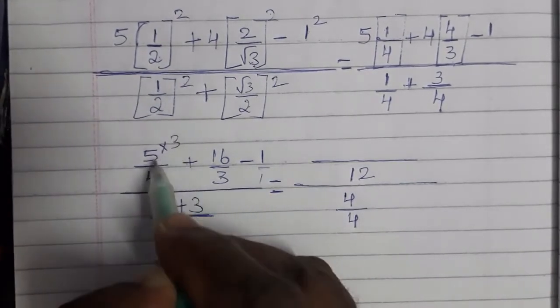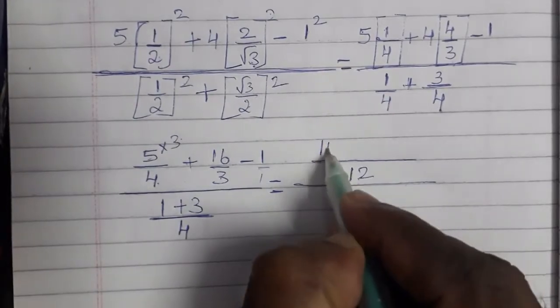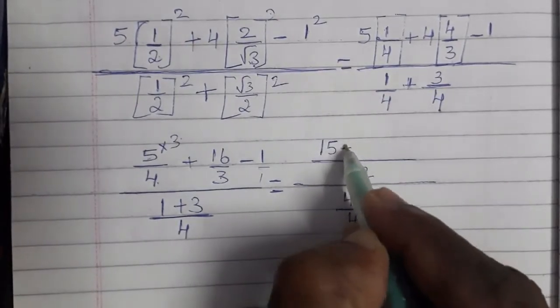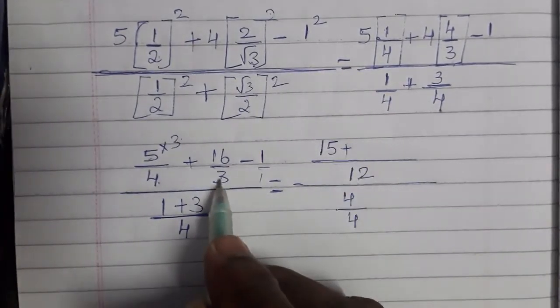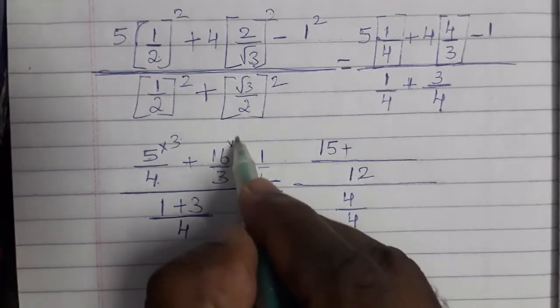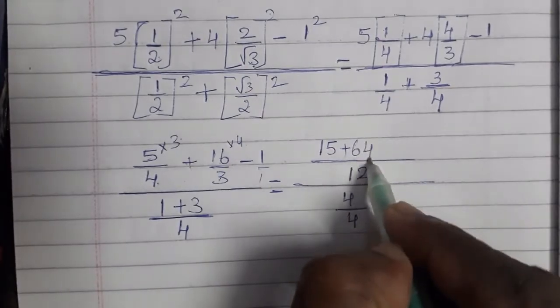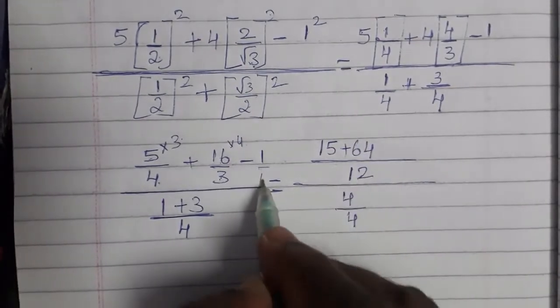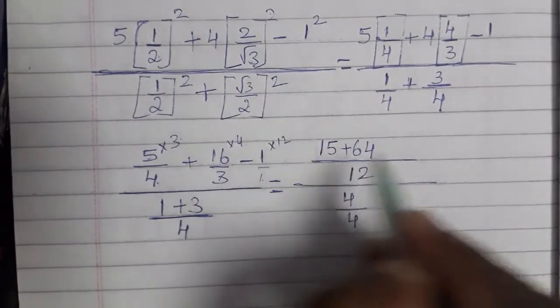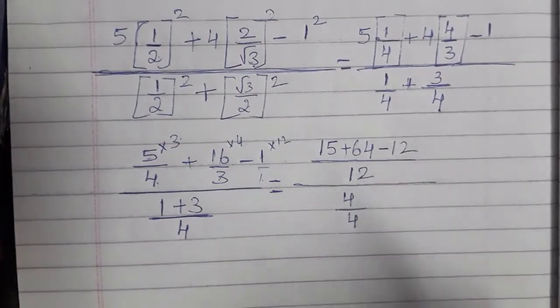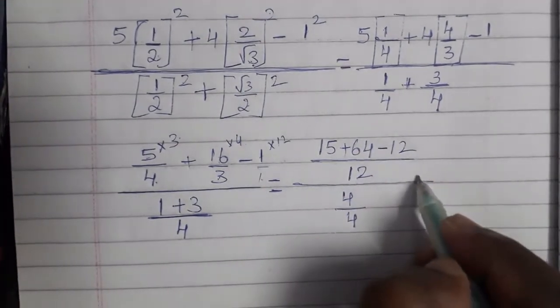4 3s are 12. So 5 3s are 15. Multiply to the numerator. Again, 12 is divided by 3. 3 4s are 12. Multiply to the numerator. 16 4s are 64. 12 divided by 1 is 12. So 1 12s are 12. This is the procedure of LCM.